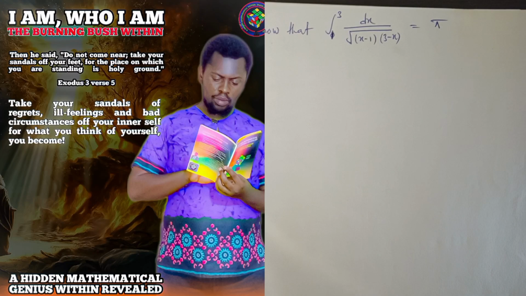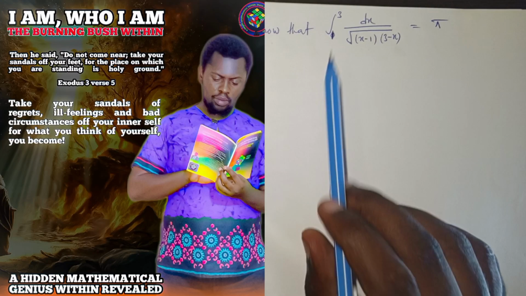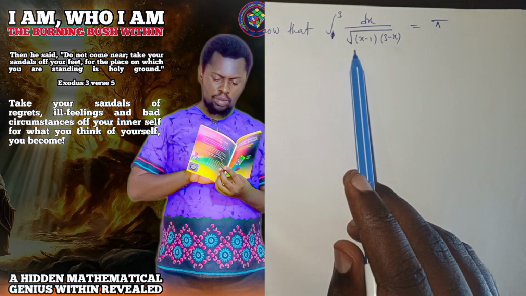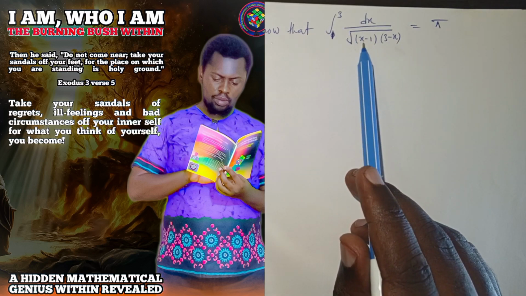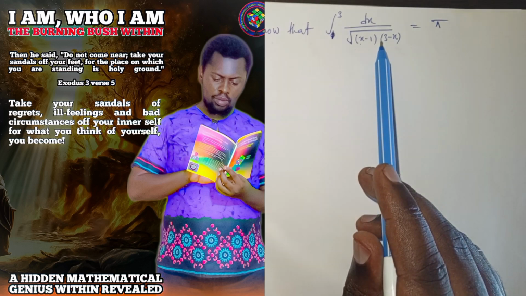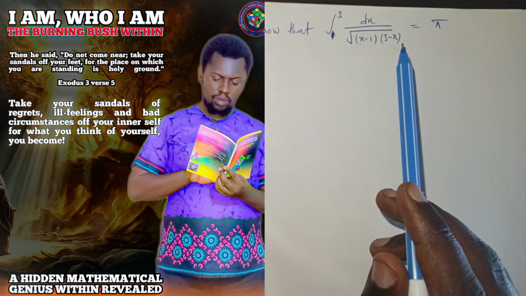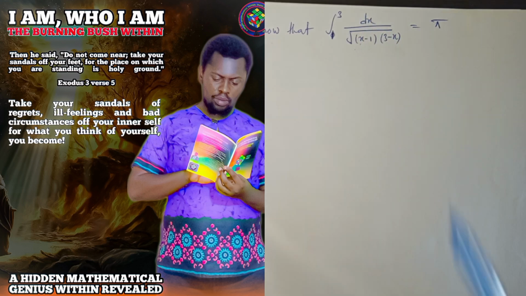Show that the integral from 1 to 3 of 1 over the square root of (x minus 1) and (3 minus x) with respect to x is equal to pi.